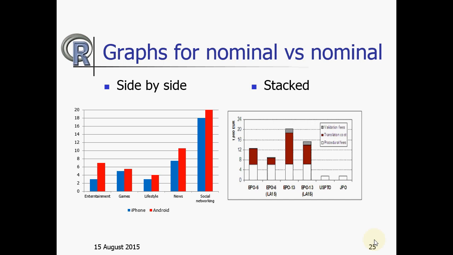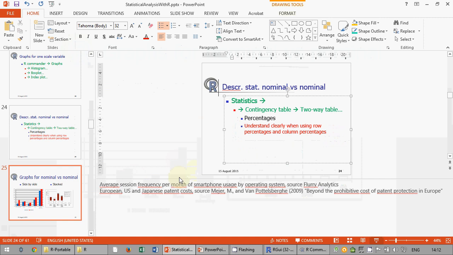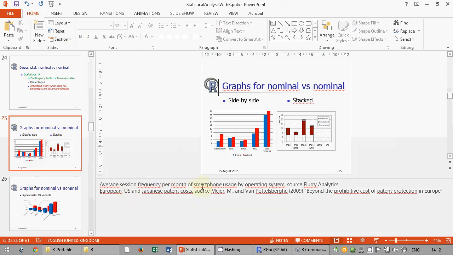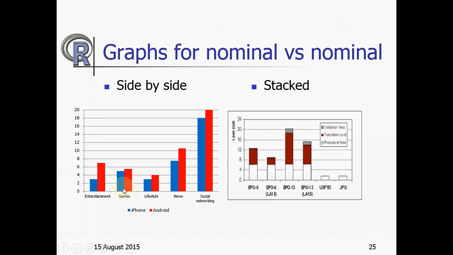Graphs. When you have two variables, the traditional graph is this one, without any doubt. It's the number of apps. What is this? Average session frequency per month of smartphone usage by operating system. So iPhone, Android, iPhone, Android, and so on. You have two variables here: entertainment, games, lifestyle, news, social networking, so the activity and the type of operating system. You can represent them in this way, to compare activity by activity and one operating system with the other.